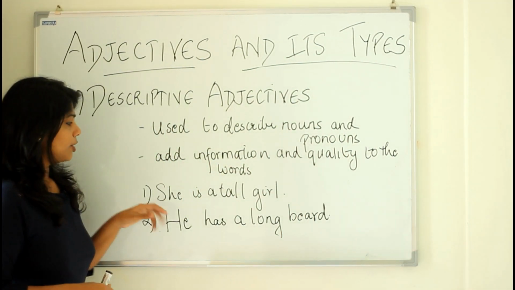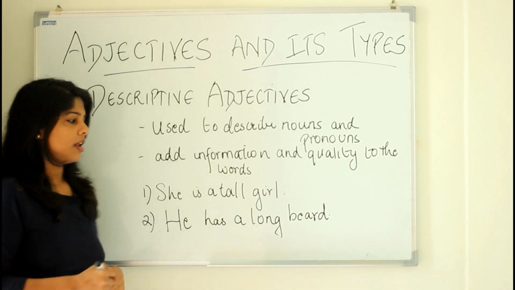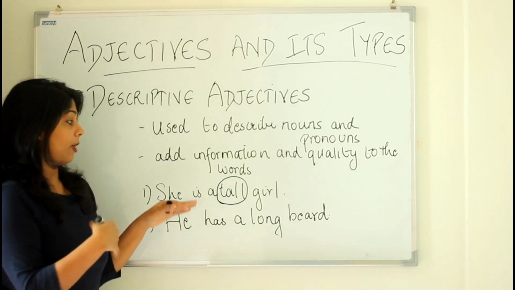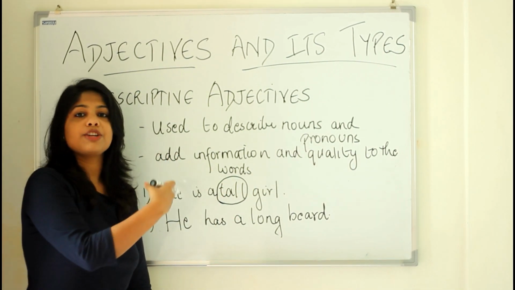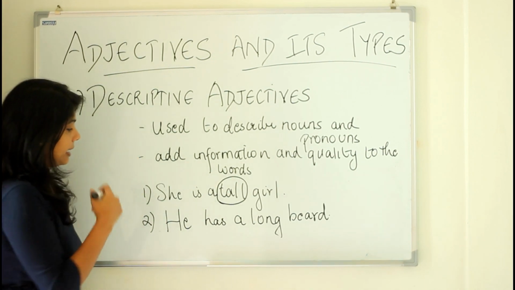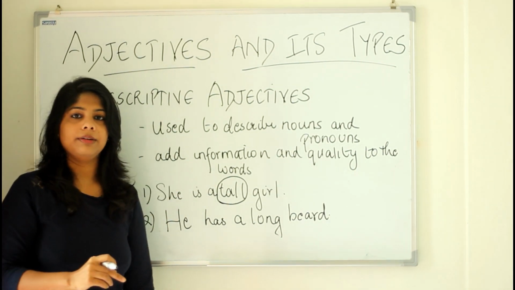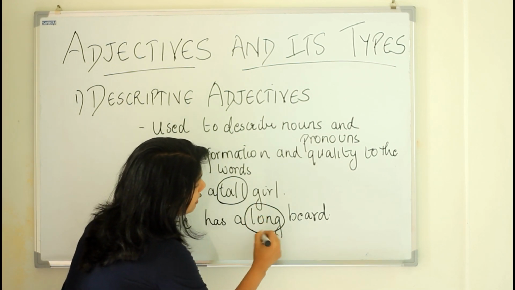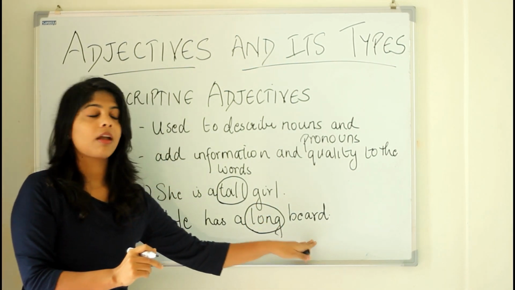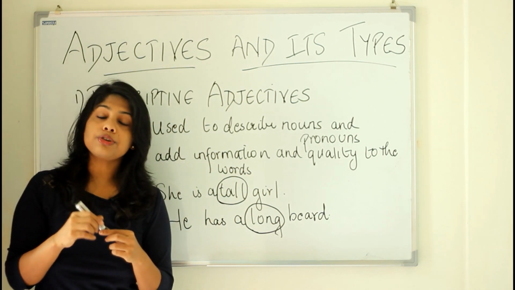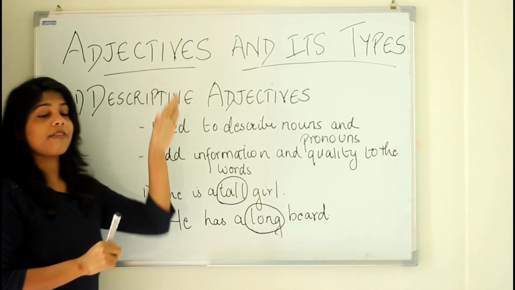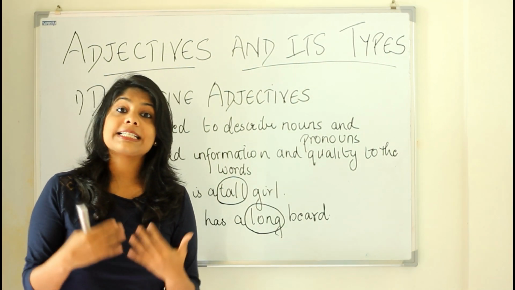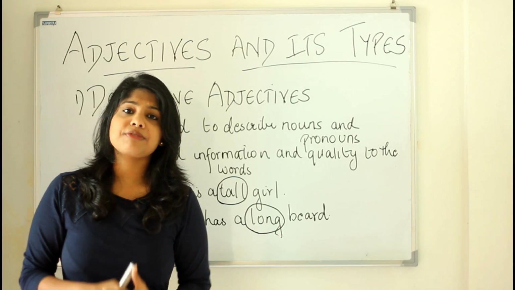For example, she is a tall girl. Now, here we know that the girl is tall, or the word tall gives us more information about the girl. Similarly, he has a long beard. We know that his beard is long. It gives more information about his beard. Another important point that you should know is that the descriptive adjectives are the only adjectives which can be used to express degrees. The degrees of adjectives.